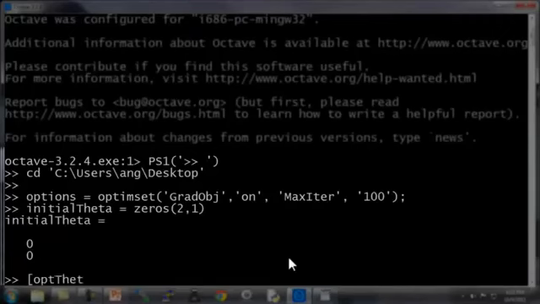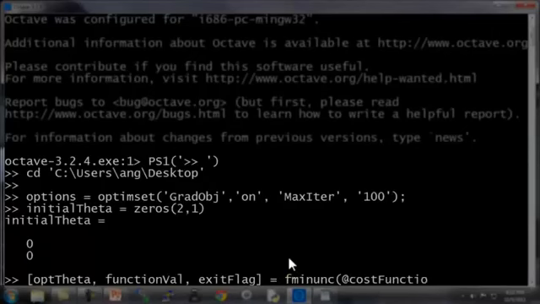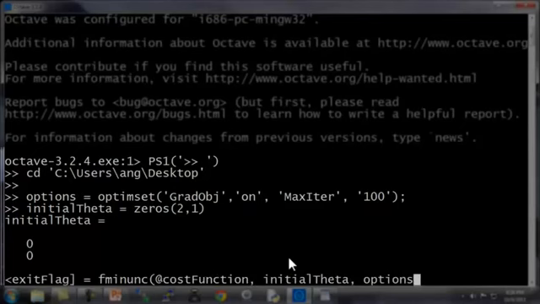And now I have optTheta, functionVal, exitFlag equals fminunc, a pointer to the cost function, and I provide my initial guess and the options, like so.